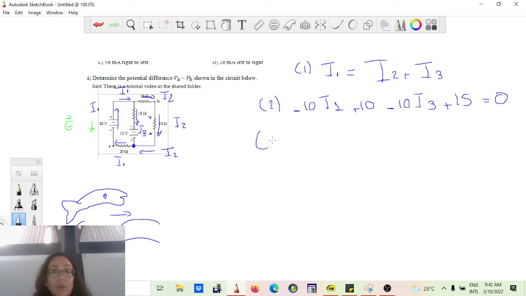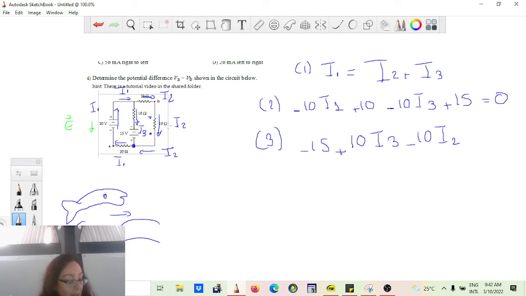And then hopefully I didn't do any mistake. And then equation 3, I'm going to go around this way. Oh, I can go around that way, it doesn't matter. I'm going to go this way. So from plus to minus, so that's going to be minus 15. See, plus to minus, minus 15. I go against the flow. So that means I'm going to do plus 10 I3. And here I go with the flow. So that's going to be minus 10 I2. Minus 10 I2, and here I go also minus 10 I2 again.